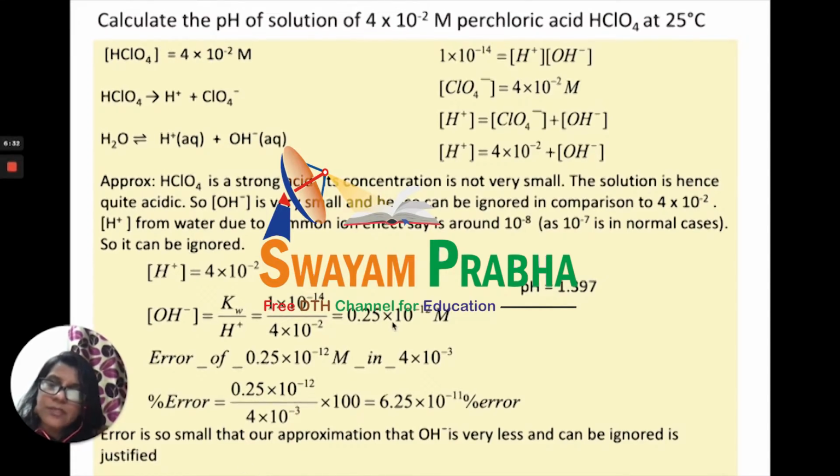So now the H+ which is coming from the water is 0.25 × 10^-12 molar. So the error is 0.25 × 10^-12 molar divided by 4 × 10^-3, into 100. So the error is very less. It is 6.25 × 10^-11% error. So our approximation that all the H+ is coming from the acid and not from the water is very justified.